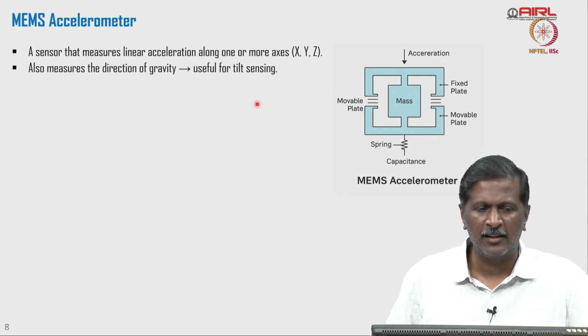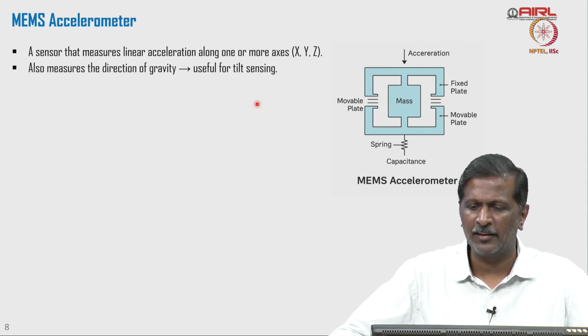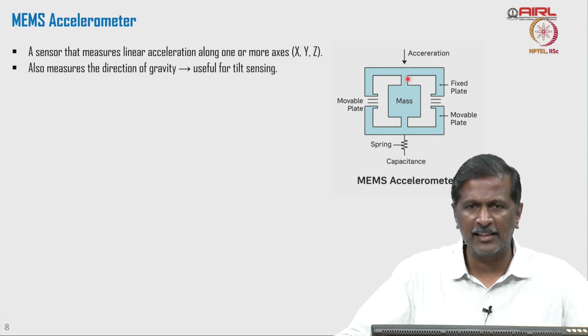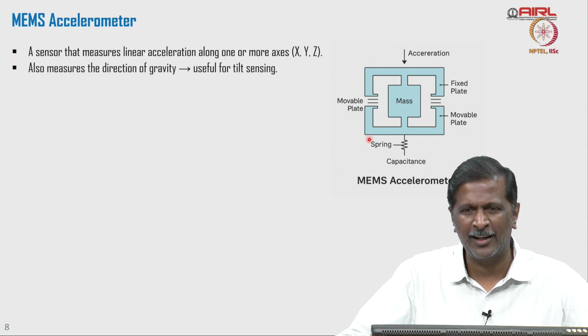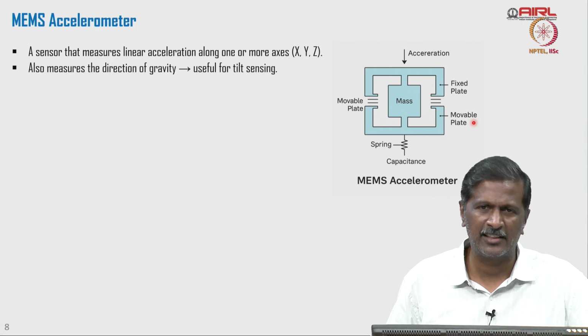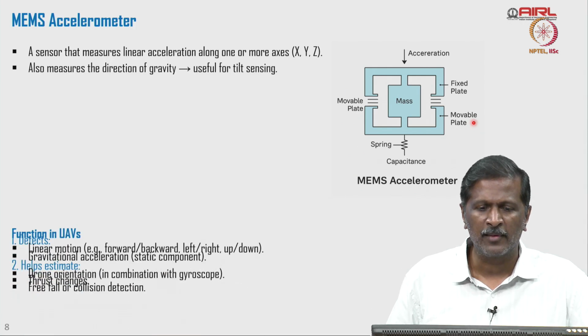So, let us look at the MEMS based accelerometer, right. So, you have a mass, you have a fixed plate, you have a movable plate, you have a spring, and these are attached to capacitance measurements. Any acceleration happening in this axis will just change the movable plate. If the movable plate changes its position, it will change the capacitance. That is where we will be able to measure the acceleration very precisely here, right.